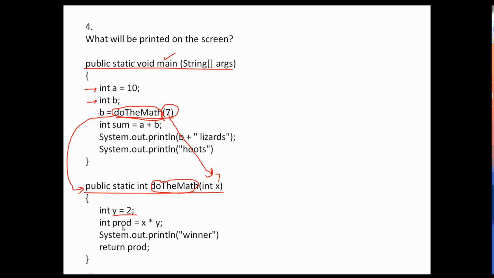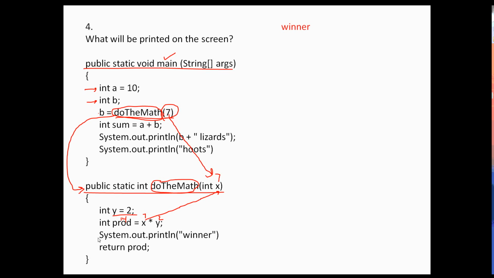And then we have the product of x and y. Well, what is x? X is a parameter variable. It's got a value of 7. So it's called, and 7, and then y is called. And so the product of those is 14. So prod is assigned 14. The next line down is a print statement. It says just print winner. And so that's what we do.